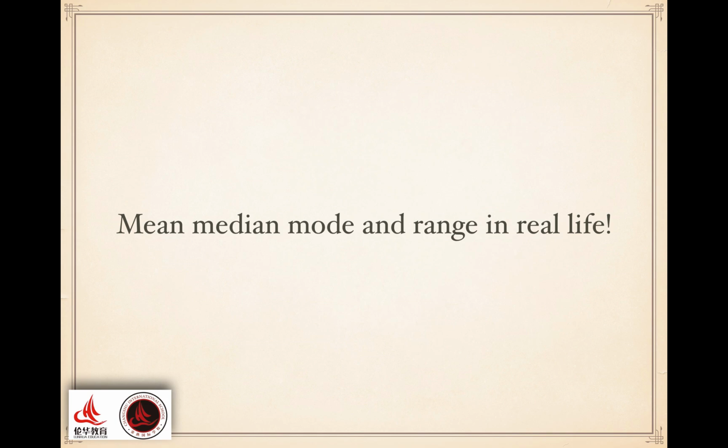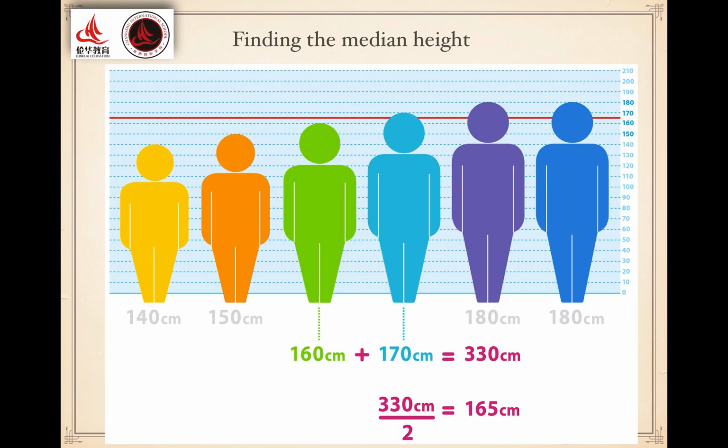When we go shopping, we get our change. We measure heights. We look at our age. Everything's to do with numbers. And mean, median, mode, and range can be used in real life. Now, for example, we can think about the height of different people in our class. Or in this case, we have 6 people here. Now, finding the median. So the median is the number in the middle.